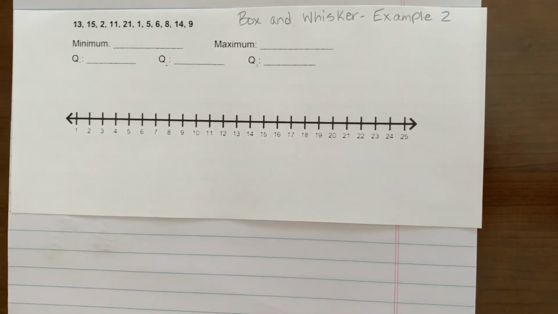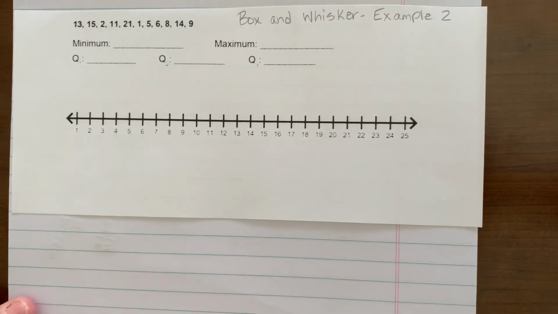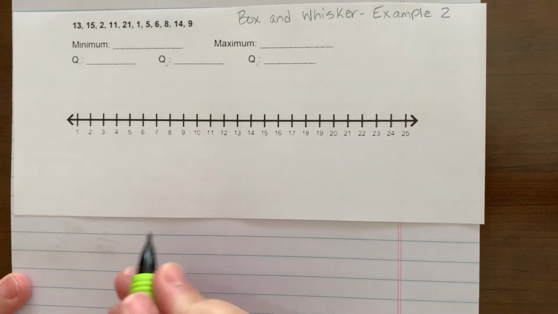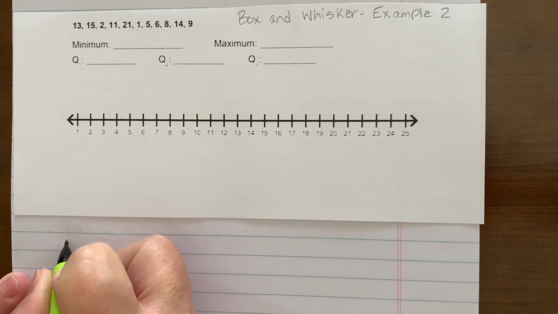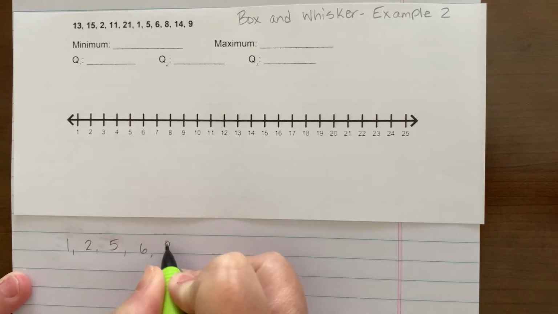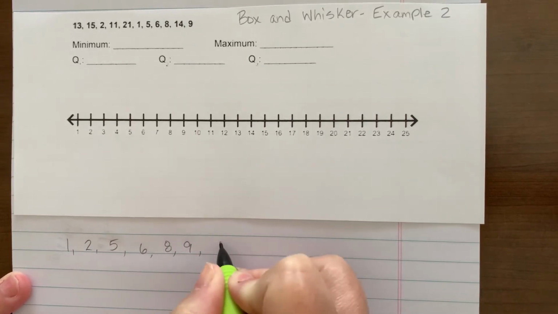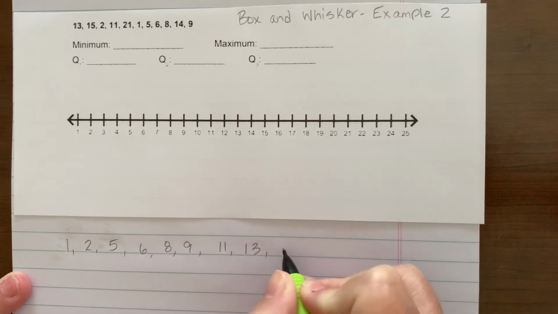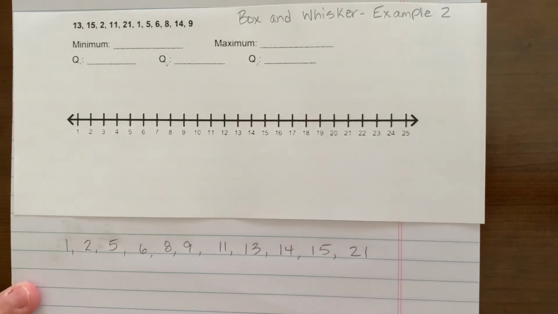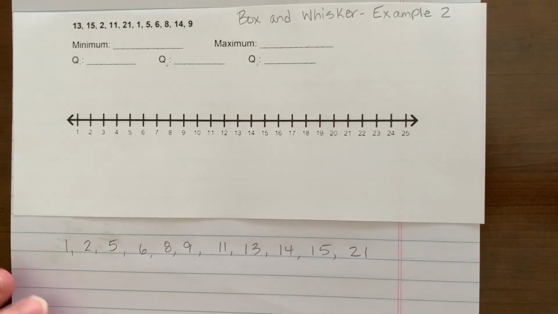Okay, this is your example 2 for box and whiskers. So the first thing that I'm going to do is take my list of values and put them in order from least to greatest. So I'm going to do that quick. I have to do this step. It might seem like a little bit of a silly step to take, but this will ensure that we all have the same values marked off on our graph.